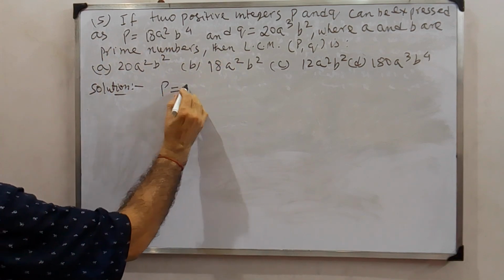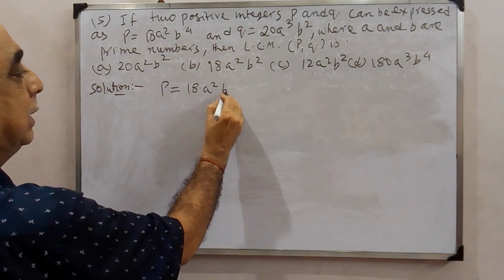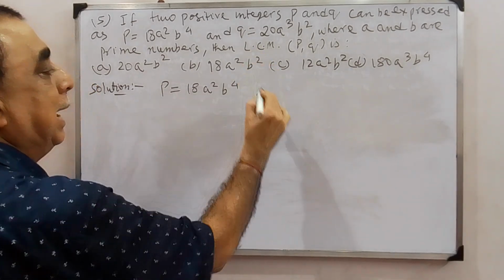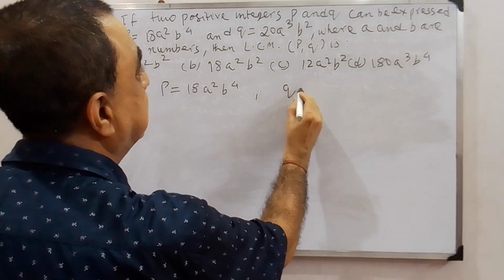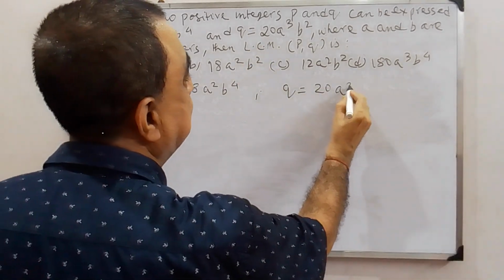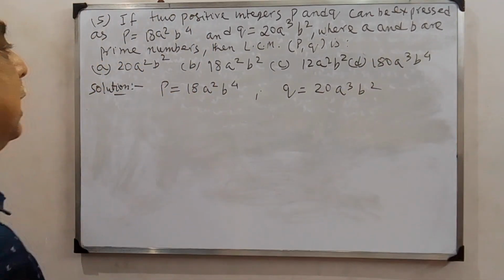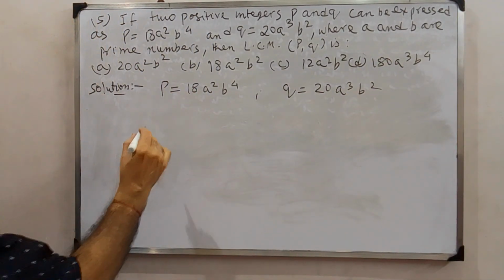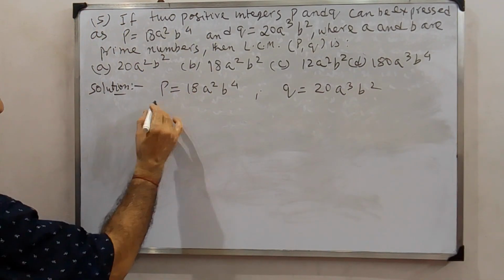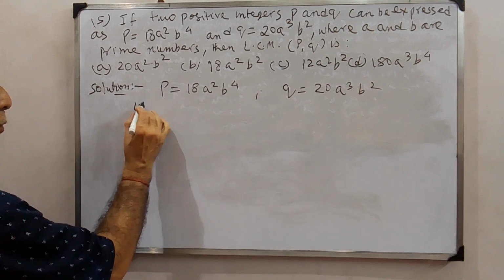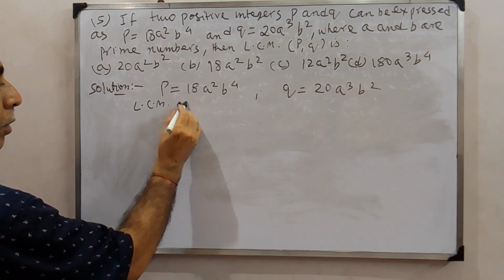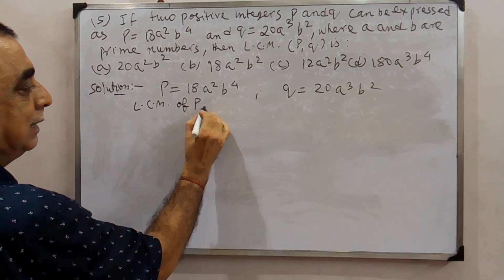Here P is given as 18 A squared B to the power 4, and Q is given as 20 A cube B squared. A and B are prime numbers. So what is the LCM of P and Q?